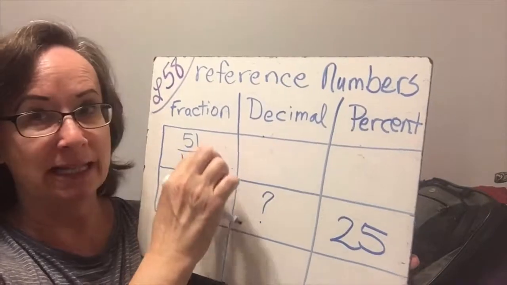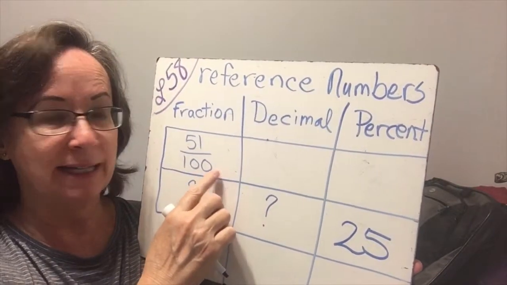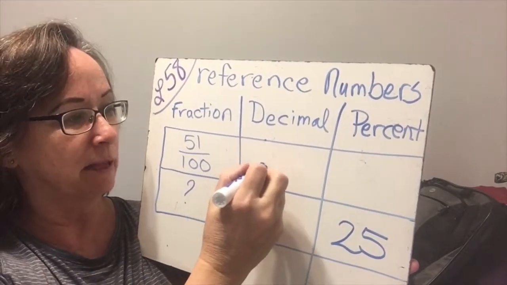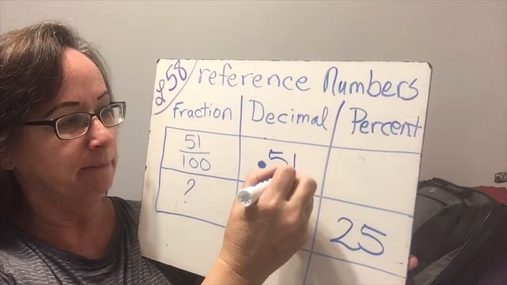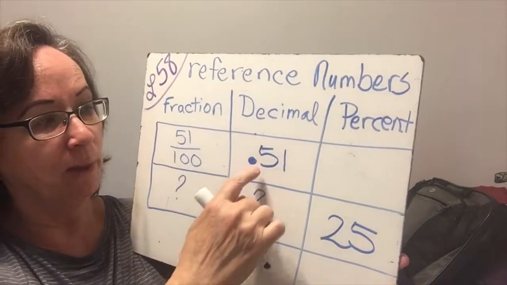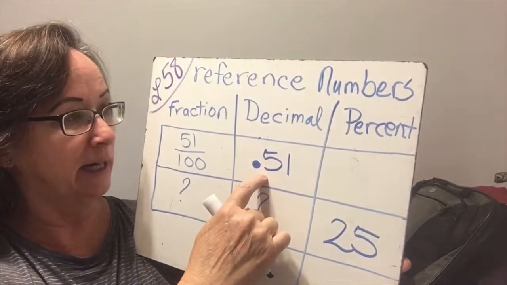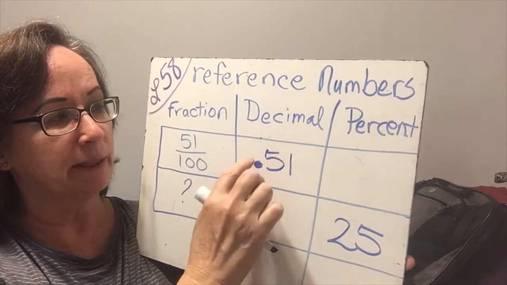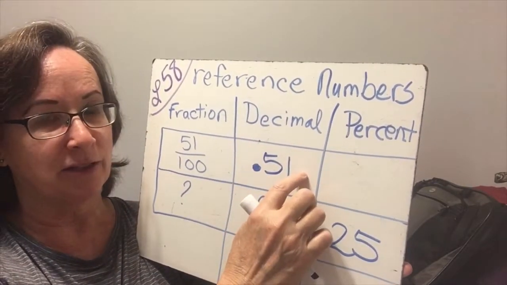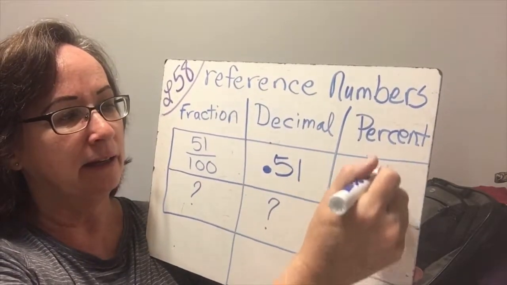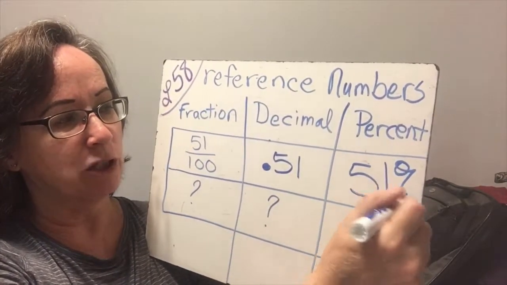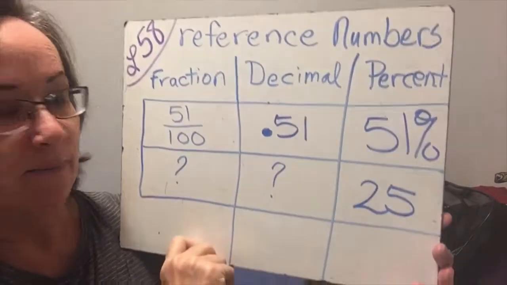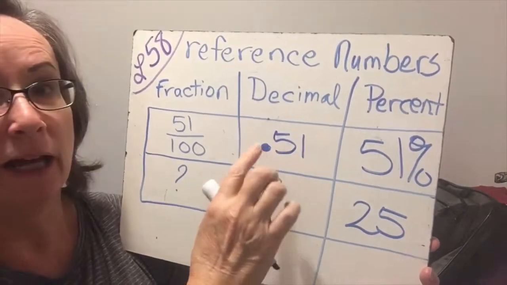Okay, so for the decimal, remember, the 100 takes the 51 and moves the decimal 2 places to the left, so that's going to be 0.51. And then from the 0.51, we can go straight to the percent. To go to the percent from the decimal, we move the decimal 2 places to the right and tack on the percent sign. So that was just the last example we did, and now we're going to use that pattern for this problem to go backwards.